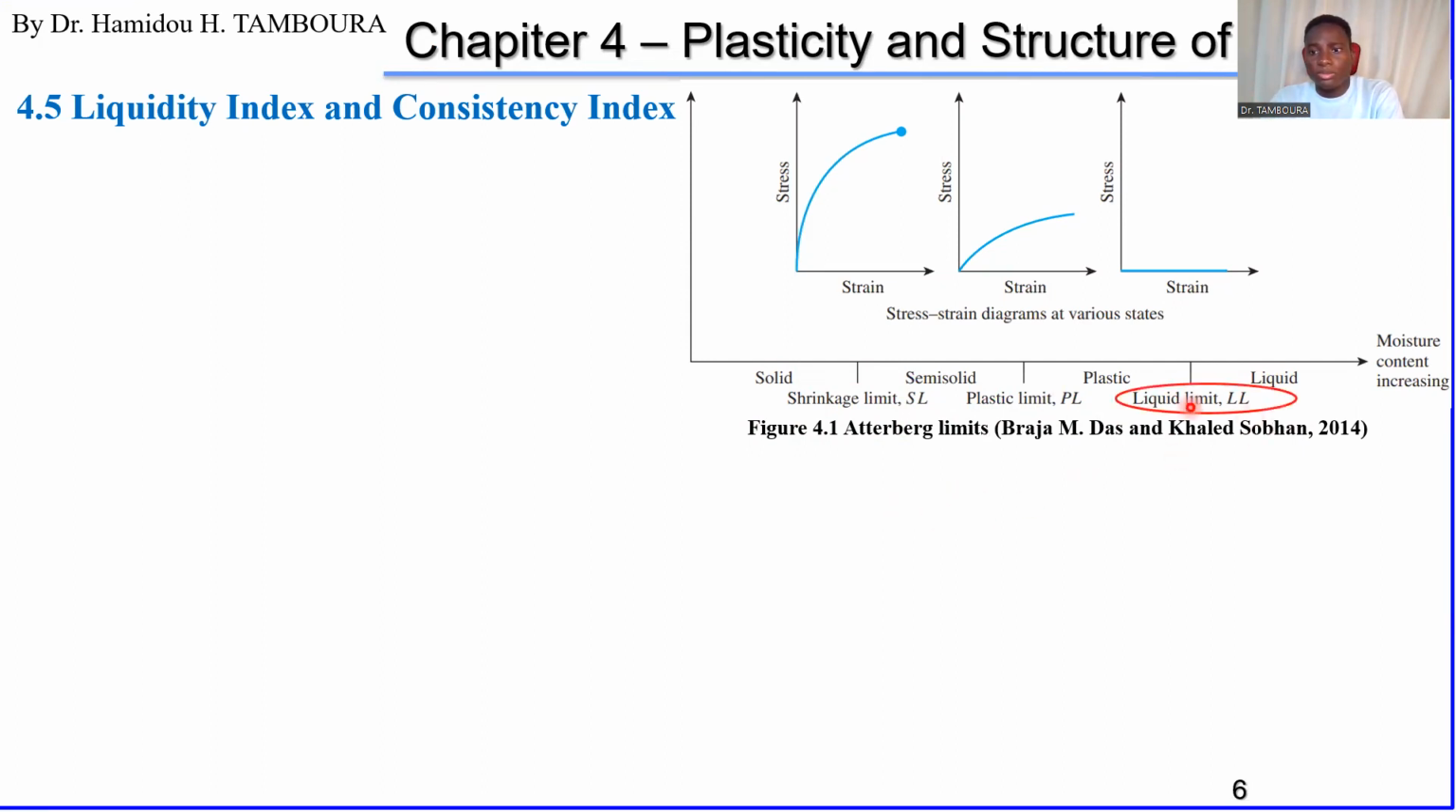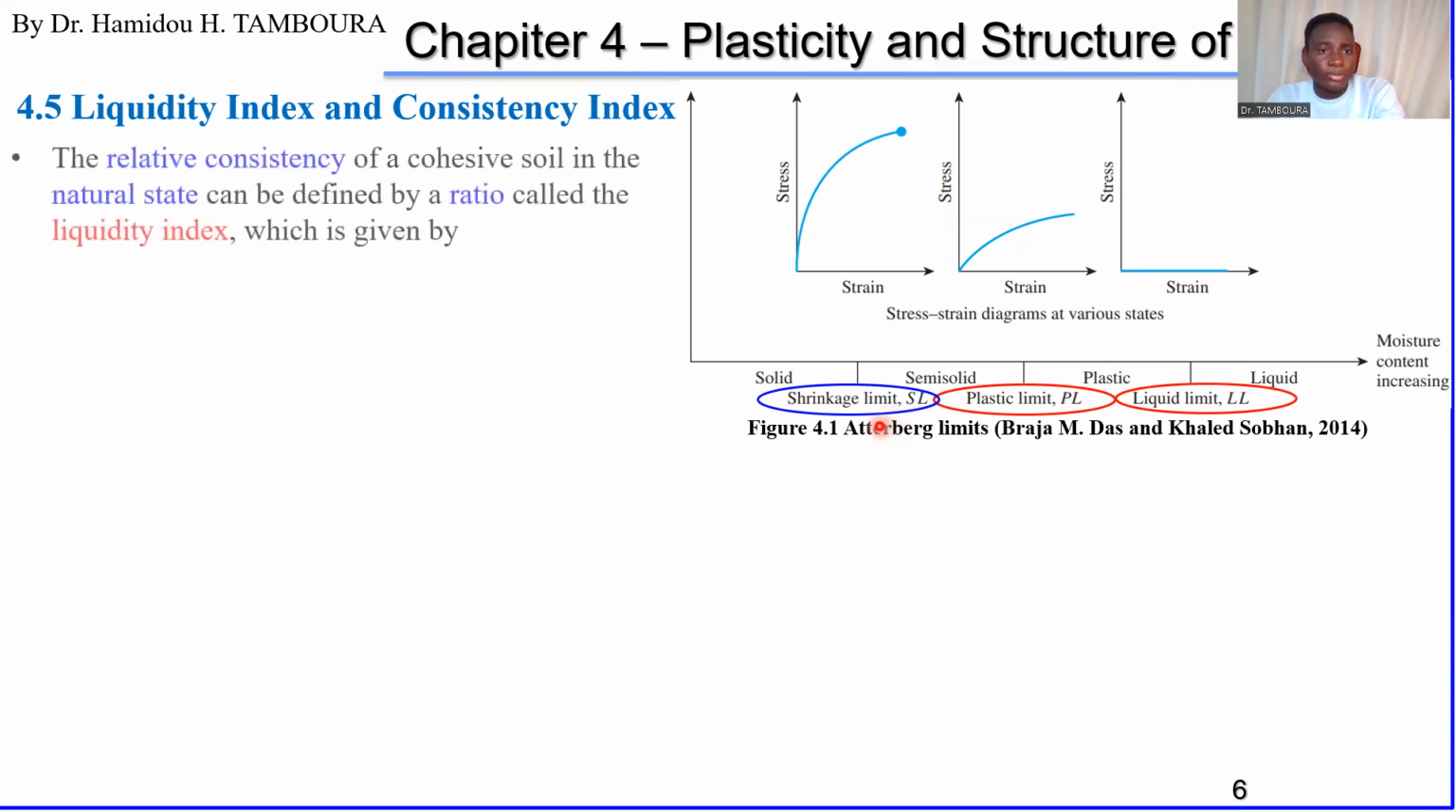Liquid limit, you remember, is the border between the plastic state of soil and the liquid state. And plastic limit is the lower border of the plastic state of soil, the border between the semi-solid state and the plastic state of soil. And the last one we talked about in the previous video is shrinkage limit.